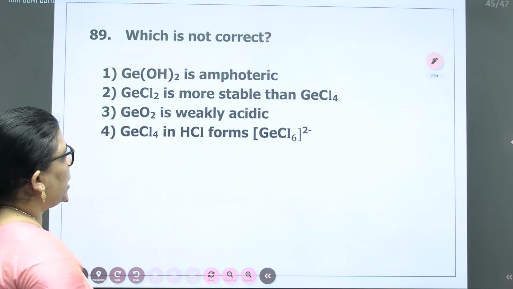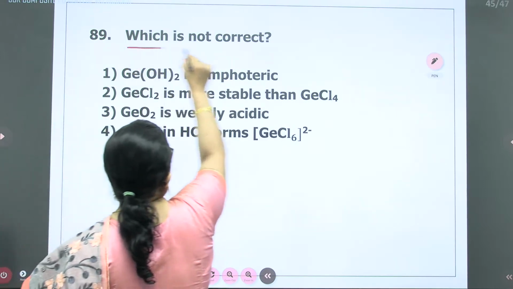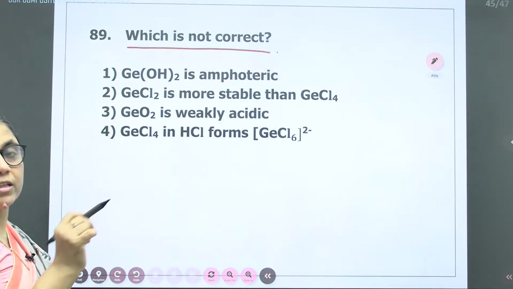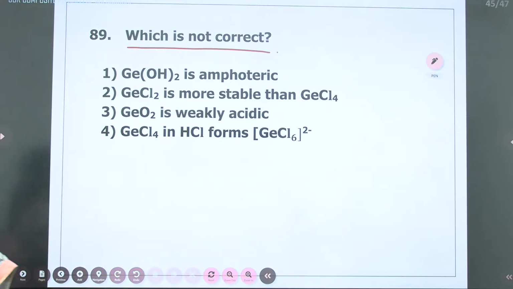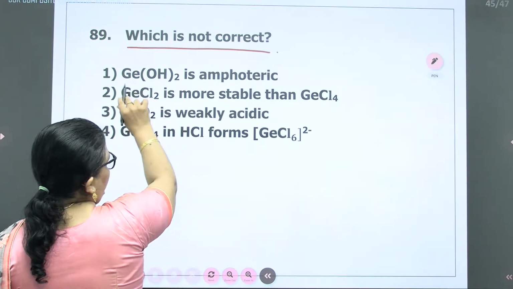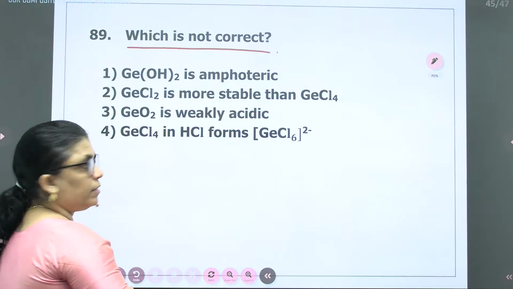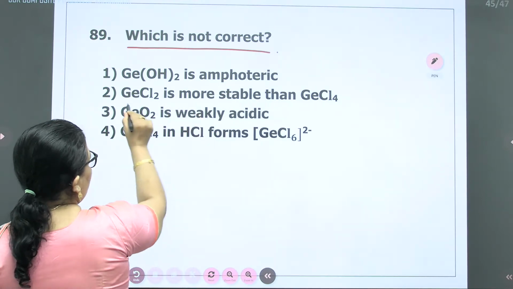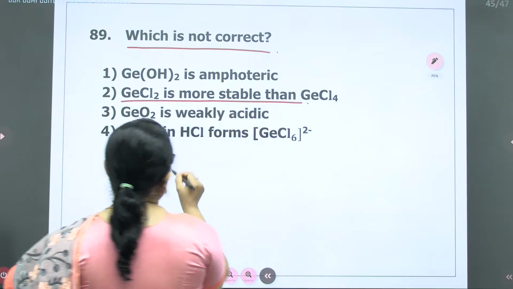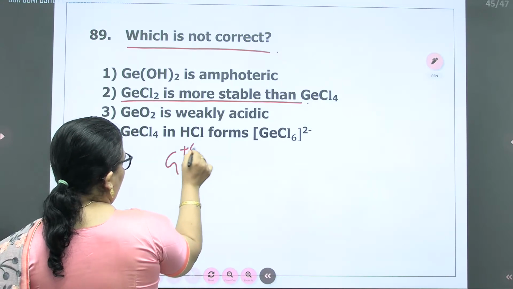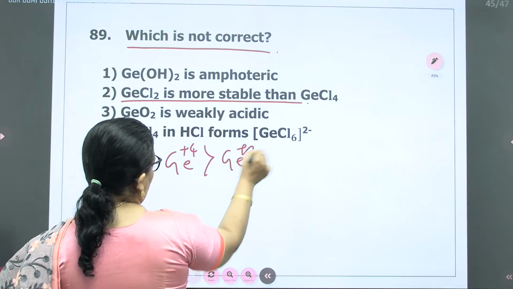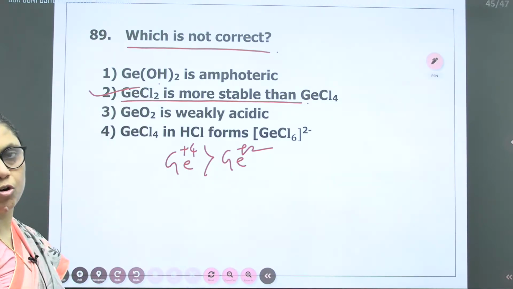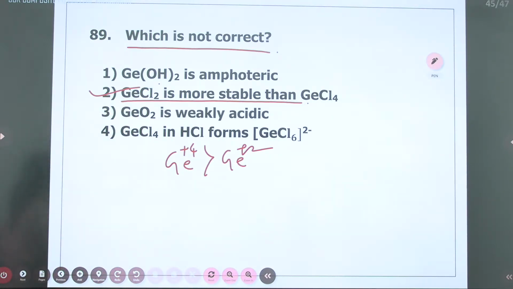89. Which is not correct? They are asking about the wrong option. The question number 89 says the hydroxide of germanium is amphoteric. Yes, it is amphoteric in nature. Ge+2 is more stable. This point is wrong because Ge+4 must be more stable than Ge+2. Therefore, the wrong option is the second option. For question number 89, the wrong option is the second.